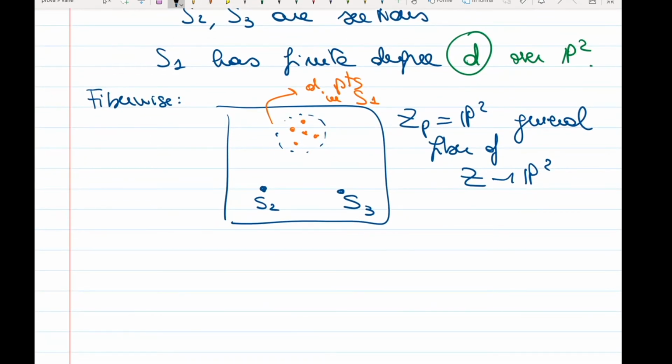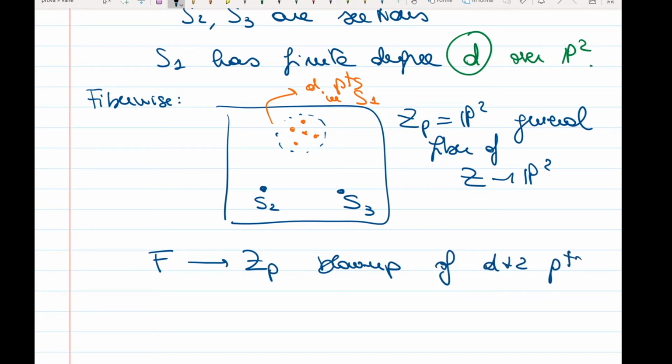So our surface F, the general fiber of the morphism from X to P2, is a blow up of these points. Okay, and since F was del Pezzo, we conclude that D is at most 6, and moreover, all these points are in general linear position.